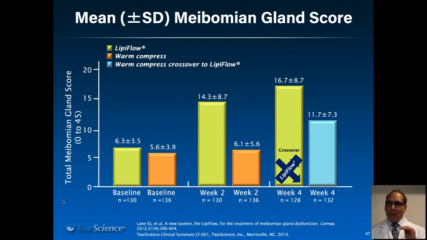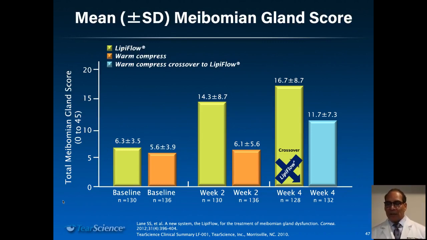So what we did to those 2 groups, the ones in the yellow is the group that had LipiFlow. The group in the orange are the ones who did a warming mask. So they started out with very similar gland counts. I think one is 6.1 and one is 5.6. They started out with a few glands, and they were age matched. So they had the same number of people in each group, the same ages, same sex, etc. So these 2 groups, one group, the orange ones, did the warming mask. The group in the yellow did the LipiFlow.